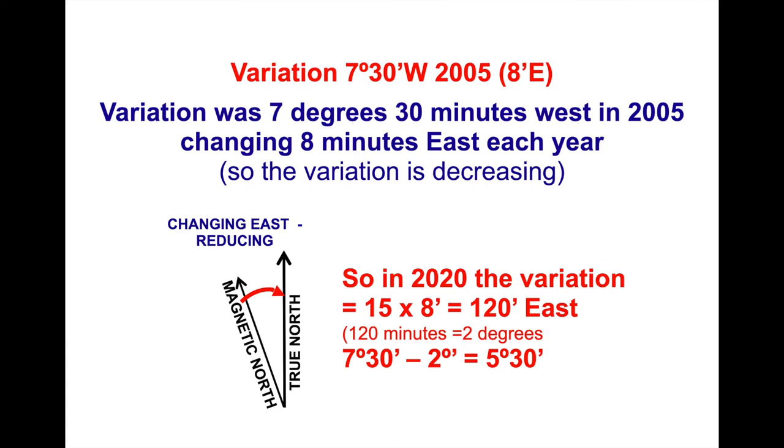So if your chart is not bang up to date, we need to look at the compass rose and adjust for the variation. Well, the good news is we only have to do this once each year. So once you've done it once, you can work on that variation. On your RYA questions, it would tell you in the questions what to use for variation for that question.